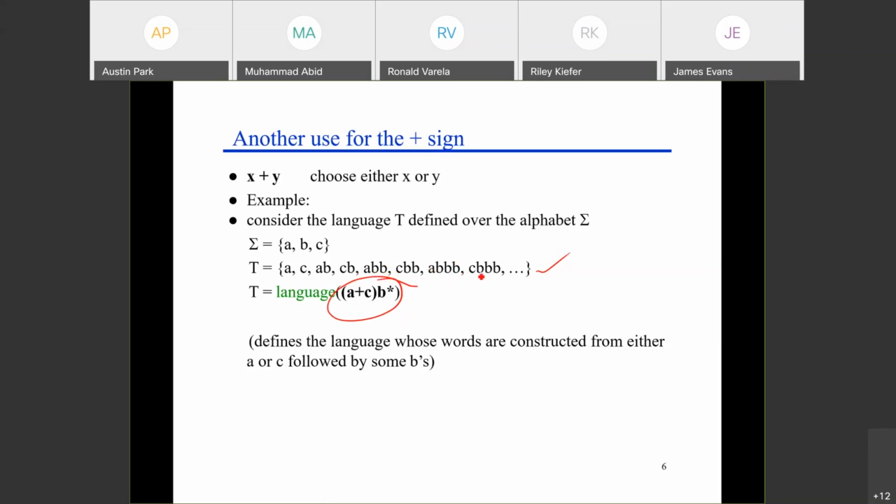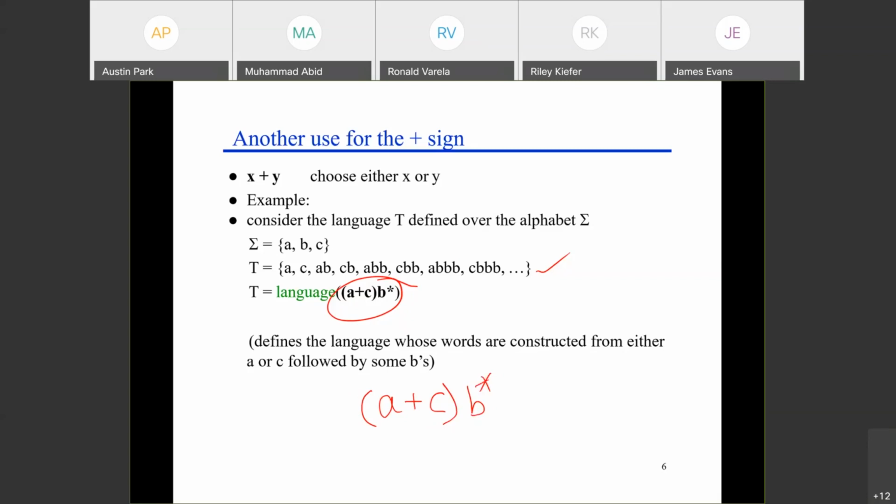So now it means that our word will always start from either A or C, and after that we may have or may not have B. How do we write this? May or may not have B: B star, since we might have this B as many times. So star will give you this provision of lambda, and 1 time B or 2 times B or 3 times B. So this is the regular expression of this language.